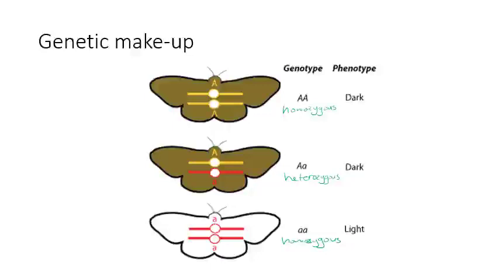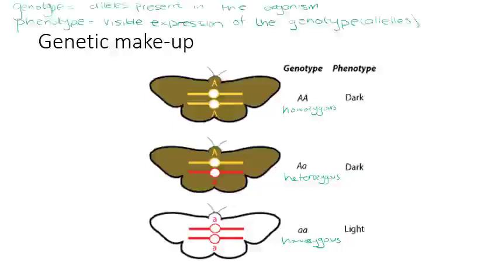We need to understand the definition of genotype and the definition of phenotype before we can even attempt to understand what's going on this page. So, our definition for genotype is the alleles present in the organism. And for phenotype, it's the visible expression of the genotype or the visible expression of the alleles. Okay, so let's go back to genotype. Genotype is the alleles present. It's the genetic code, hence genotype. It's the genetic code basically that tells me my alleles.